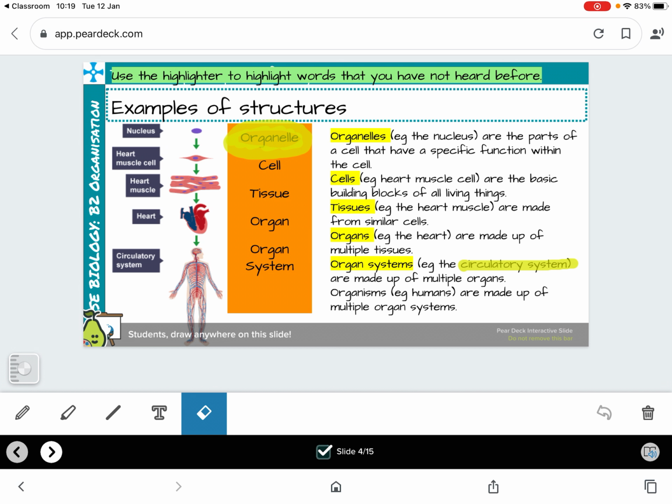Cells join together to make the tissue. Tissues are made of similar cells working together, and then these tissues will work together to make organs. Organs will work together to make an organ system, and then that will become something called an organism. An organism is a living thing.